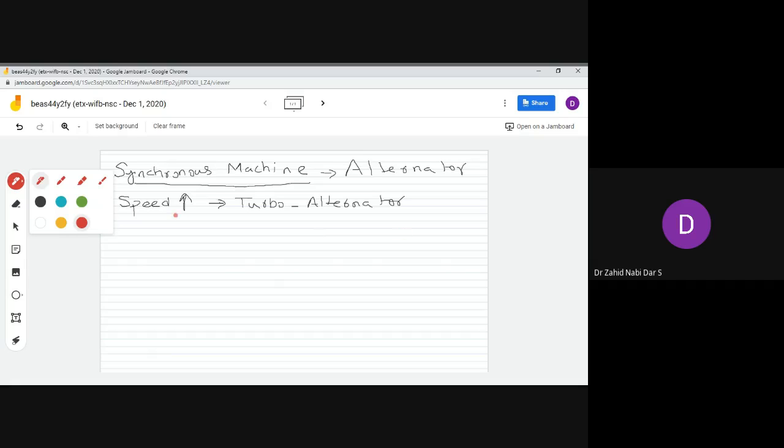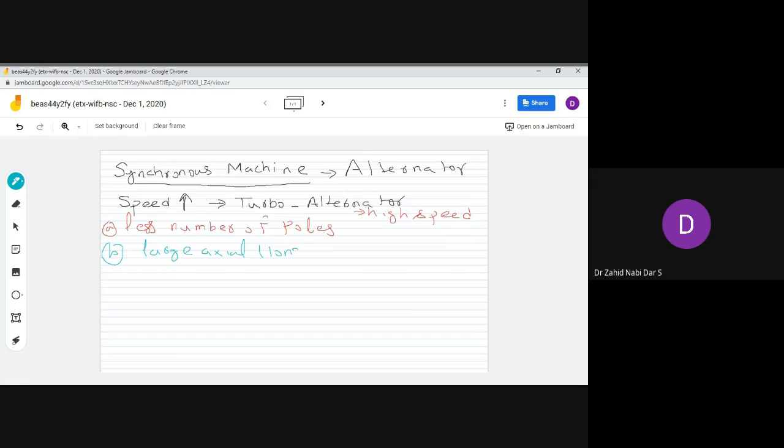The machine will have a lesser number of poles. In this case, for a turbo alternator or high speed alternator, it has fewer poles. The other important factor is that it has a large axial length, or a longer axial length.